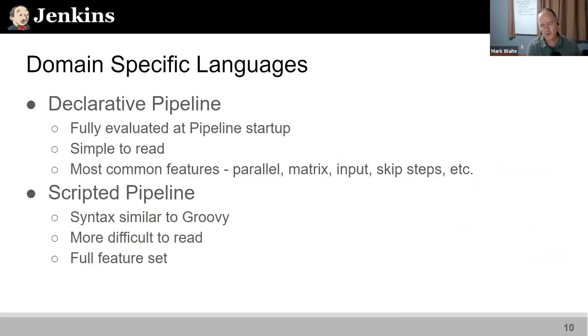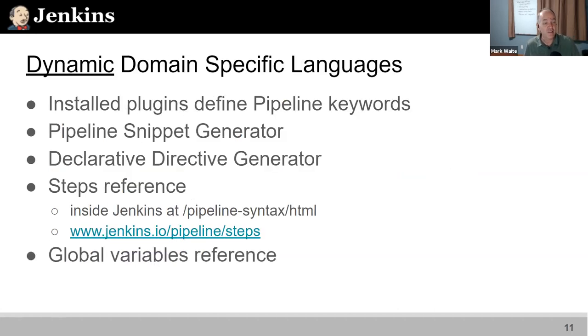So there are two domain-specific languages that are implemented in pipeline. One is declarative and the other is scripted. Declarative is the second generation of pipeline language, if you will. It's intentionally simplified, intentionally designed to be managed, read and implemented by people who may not be precise programmers. Scripted looks an awful lot like Groovy code. It's a DSL that's derived from Groovy. It is more difficult to read, but it's got a larger feature set.